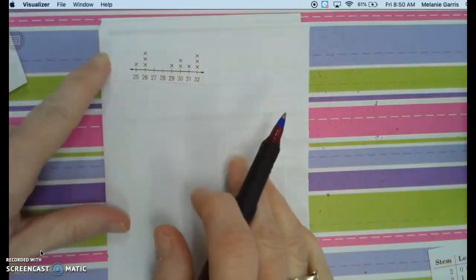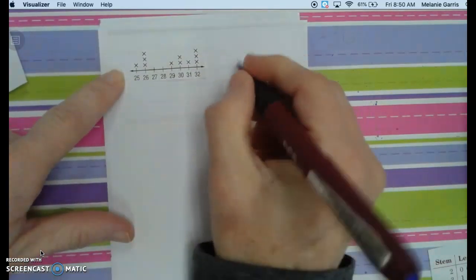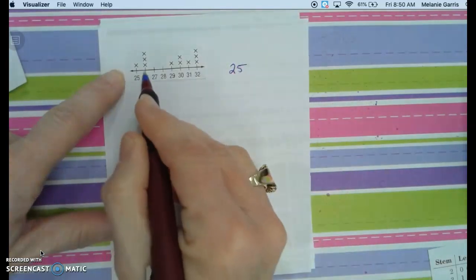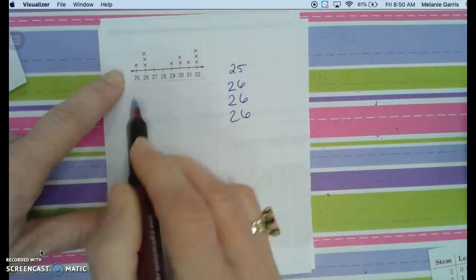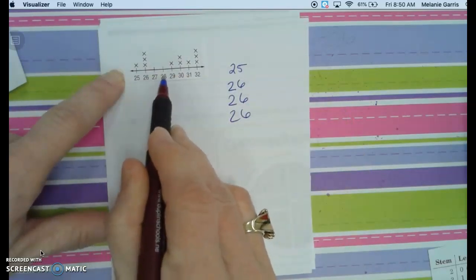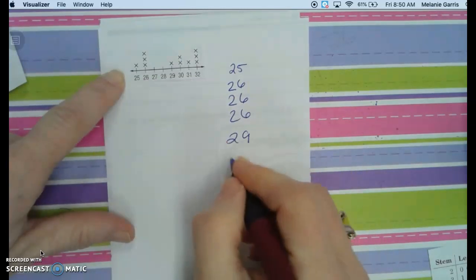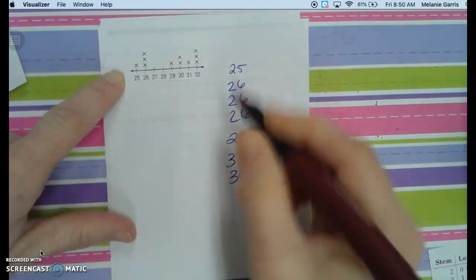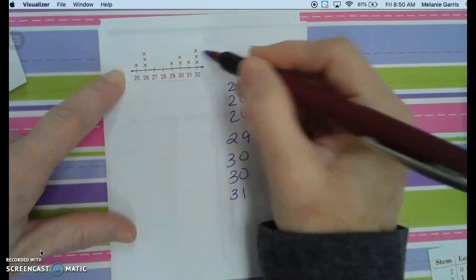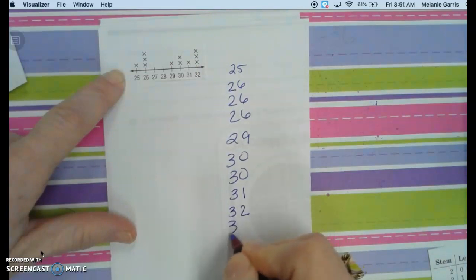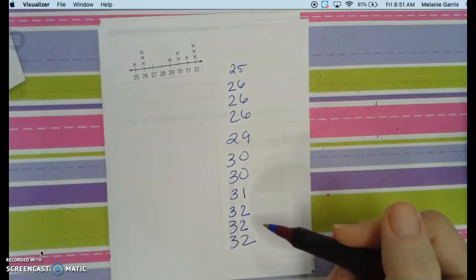And so what this really means is if x represents 1, then that means we have one 25. We would have three 26s, so I would write 26 three times. No 27s, no 28s. I would write down 29 one time. And then 30 would be twice. And then I would have only one 31, and then three 32s. So now you've got your list of numbers just like you did yesterday.